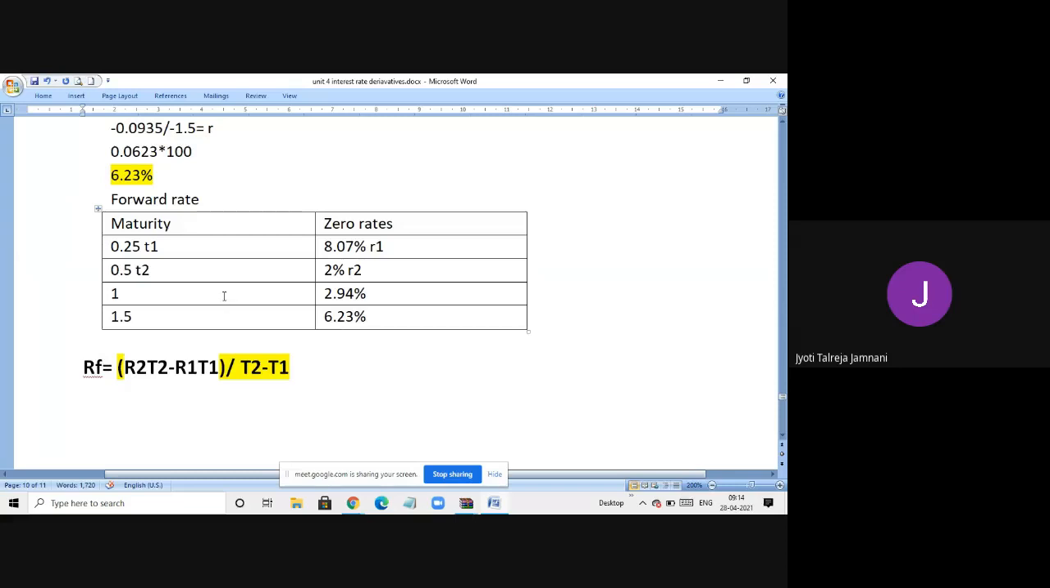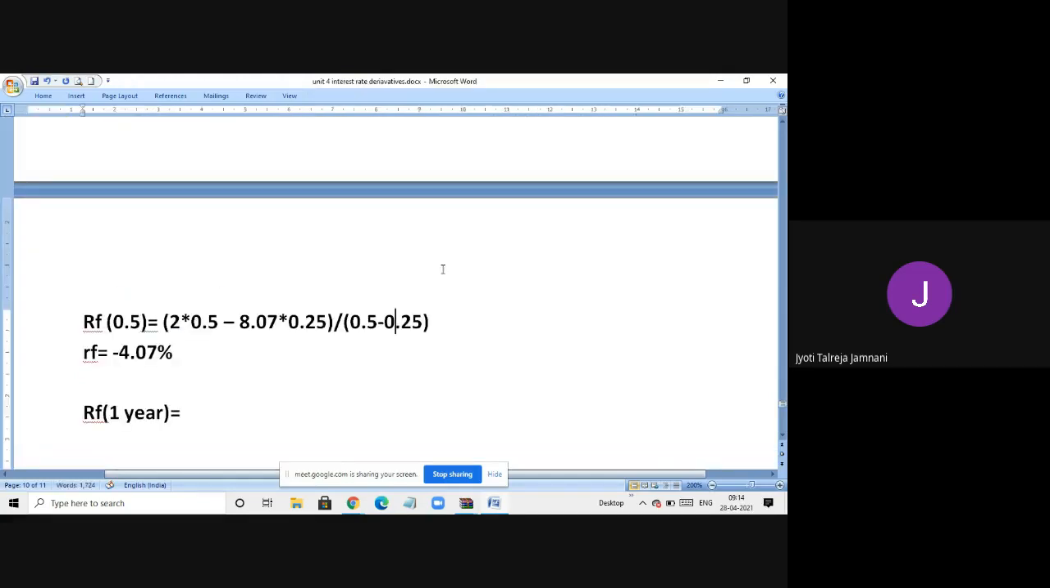So now this 1 year will become T2, 0.5 will become T1, 2.94 will become R2, and 2% will become R1. So we'll use these values and find 2.94 into 1 minus 2 into 0.5 divided by T2 minus T1, that is 1 minus 0.5.